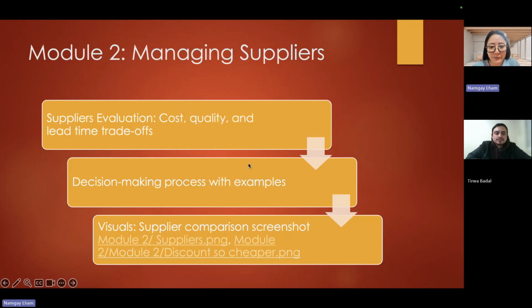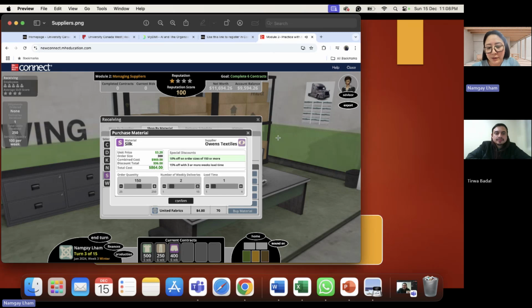For instance, here the number of materials needed was 400, but we can see that we had 10% off on an order size of 150 or more, and also a 15% extra discount if the lead time was 3 or more weeks. So based on the delivery date and also the order size, we can make decisions to avail those discounts given by the supplier.